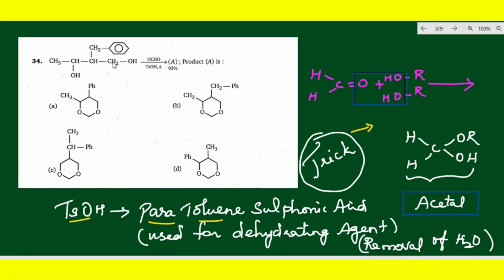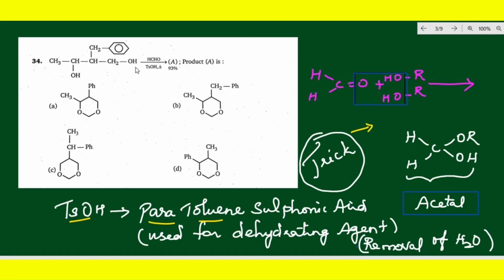CH2 phenyl group, which is attached to CH2OH, reacts with formaldehyde along with TsOH, that is para-toluene sulfonic acid. Actually, this is a dehydrating agent. While heating, you are getting the product A. Now we have to find out the product.